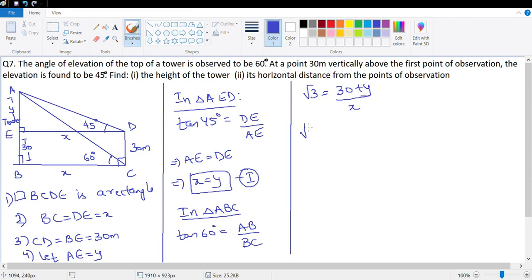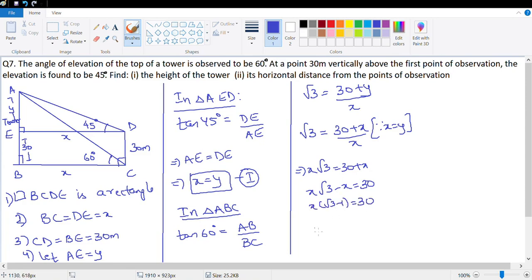But let's just replace that. Root 3 is equal to 30 plus X upon X, since X is equal to Y. Next, X root 3 is equal to 30 plus X. X root 3 minus X is equal to 30, which means X times root 3 minus 1 is equal to 30. X is equal to 30 upon root 3 minus 1. Let's rationalize this with root 3 plus 1. So root 3 plus 1 here.